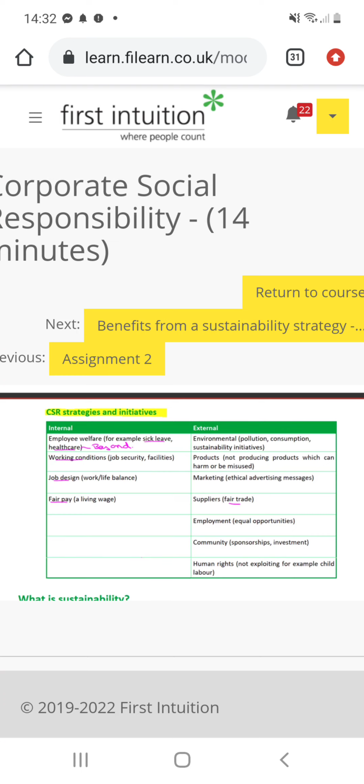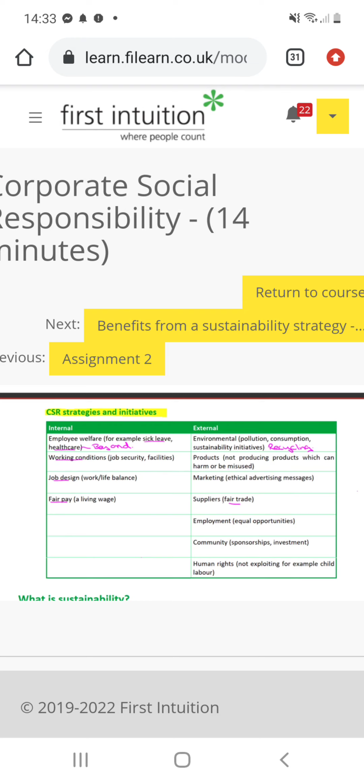Externally, with regard to CSR, we can look at environmental sustainability. So, looking at pollution, consumption, and sustainability initiatives such as recycling. We can look at more detail in the products that we're producing, making sure that they don't cause harm or can't be misused because they'll have a cost to society. We can look at marketing, ethical advertising messages, and no pressured sales.